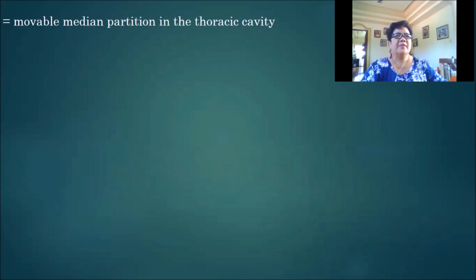So here we go. The mediastinum is a movable median partition in the thoracic cavity. It is a potential space, meaning to say other structures can go into it or occupy that space, just like if you have a mediastinal tumor.